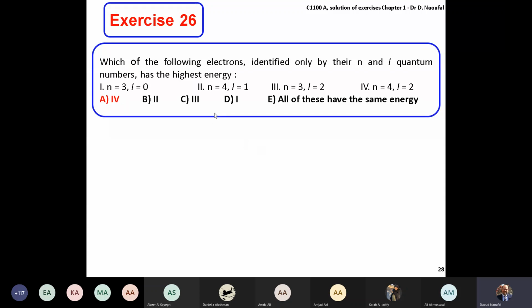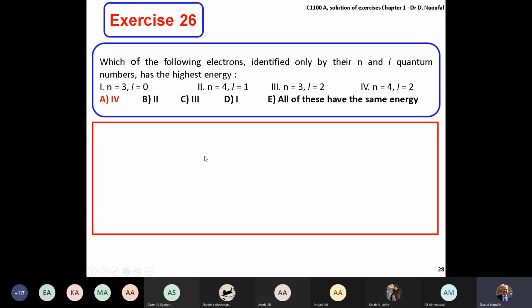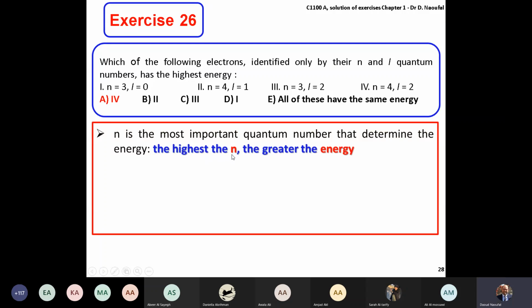So in this type of exercise, the highest n has the highest energy. And the question is, which has the highest energy? So we eliminate option 1 and option 3. So the choice is between 2 and 4.